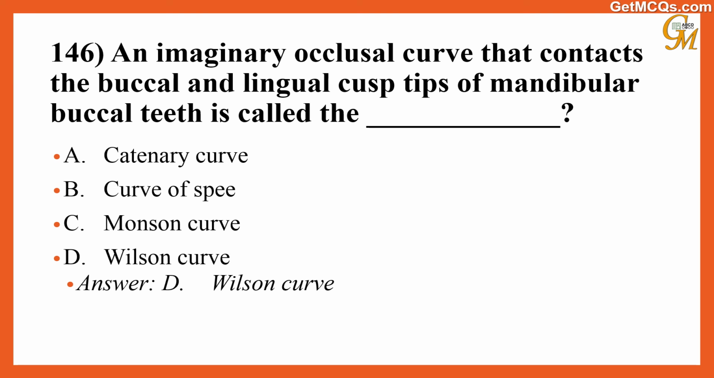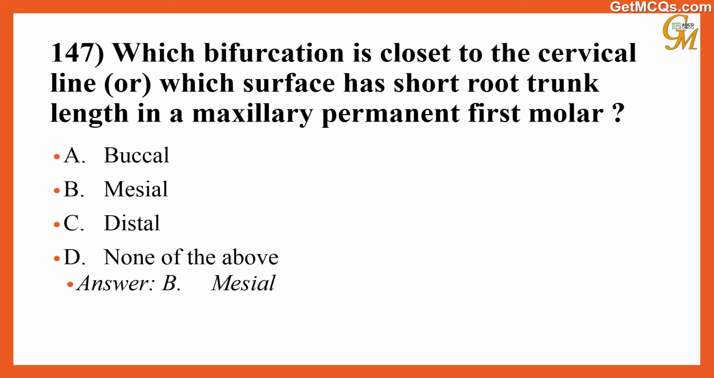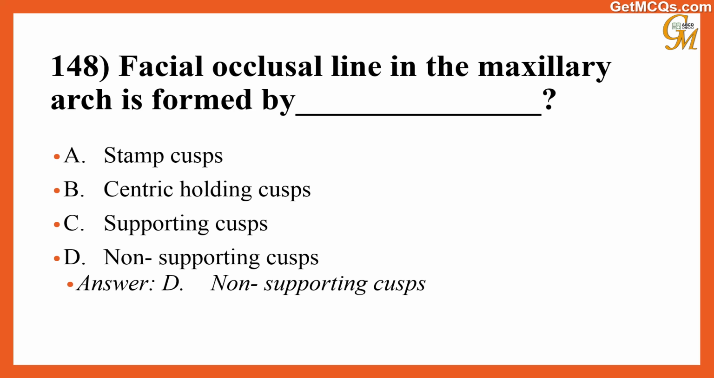146. An imaginary occlusal curve that contacts the buccal and lingual cusp tips of mandibular buccal teeth is called the? Answer: D. Wilson curve. 147. Which bifurcation is closest to the cervical line, or which surface has short root trunk length in a maxillary permanent first molar? Answer: B. Mesial. 148. Facial occlusal line in the maxillary arch is formed by? Answer: D. Non-supporting cusps.